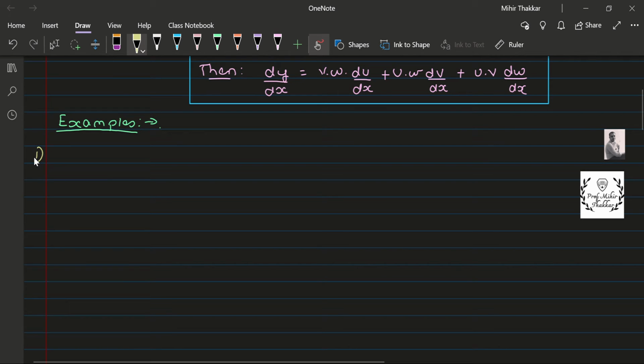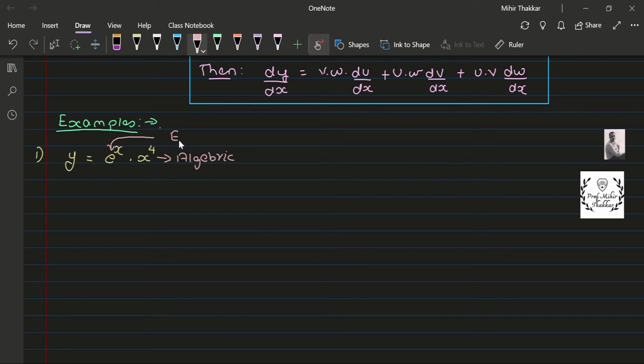Example 1. I'll start with a very easy example guys. If I come across a question which is y is equal to e raised to x into x raised to 4. You can clearly make out that x raised to 4 is an algebraic term and e raised to x is an exponential term. I had told you in the beginning, if I have two different functions which are multiplied with each other, then I have to apply the u into v rule.